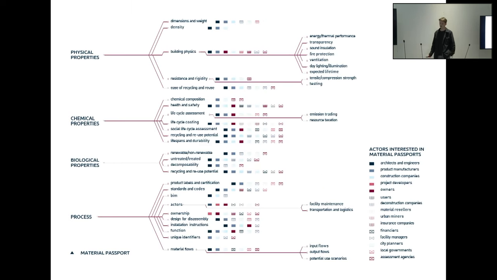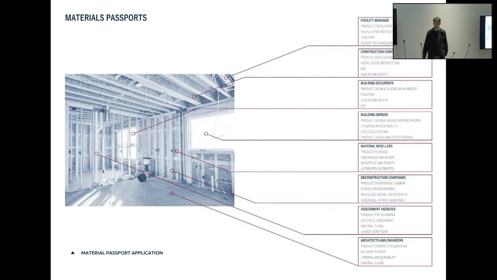Material passport data is valuable for various actors at every stage. For instance, architects can connect material passports to BIM software to choose more sustainable materials with a higher reuse potential. Or deconstruction companies can use this information to ensure material reuse at the end of the building's life. By requiring material passports for all new buildings, we could ensure that the information necessary for reuse is available and accessible.